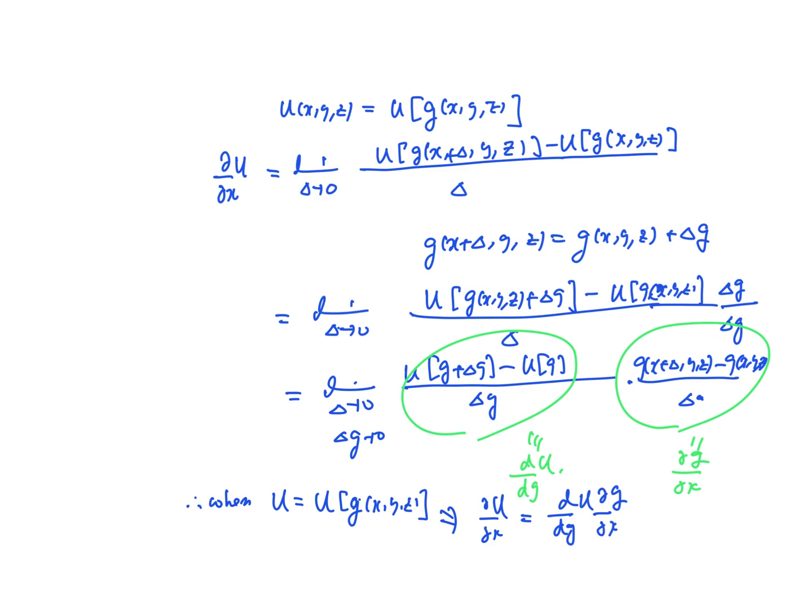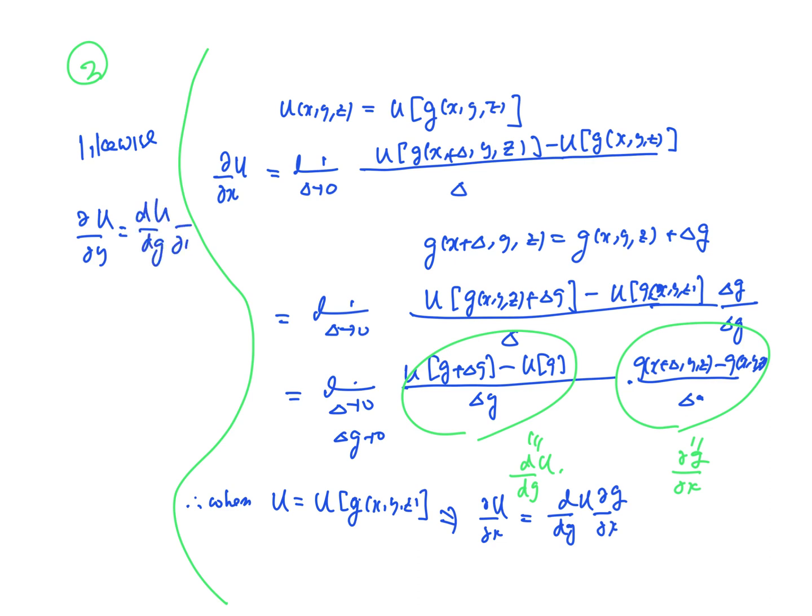And likewise, partial y partial u is dg du partial y partial g, partial z partial u is dg du partial z partial g. So this is called the chain rule. Probably you have learned this also in freshman calculus, right?